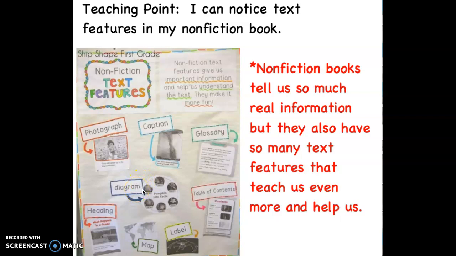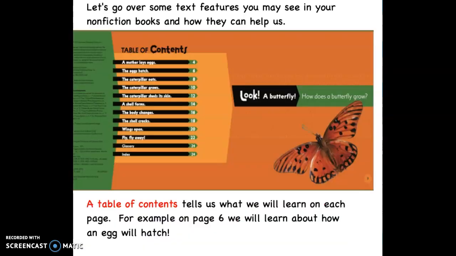A diagram shows you a bunch of pictures and their life cycle or the order that they're in. A heading tells you at the top of the page what you're going to learn on that page. A map will show you maybe where your animal or insect lives. And you might find labels on your photographs because it's telling you what you're learning about or the parts of your animal or your insect. So nonfiction books tell us so much real information, but they also have so many text features that teach us even more and help us. So let's go over some text features you may see in your nonfiction books and how they can help us.